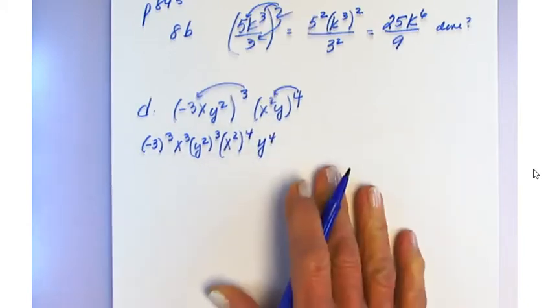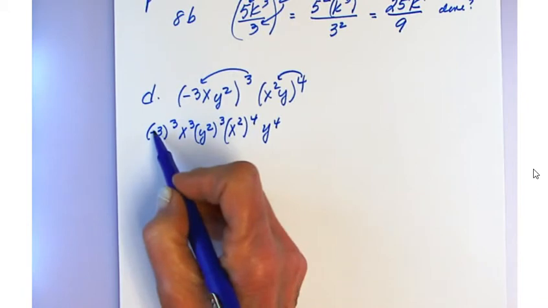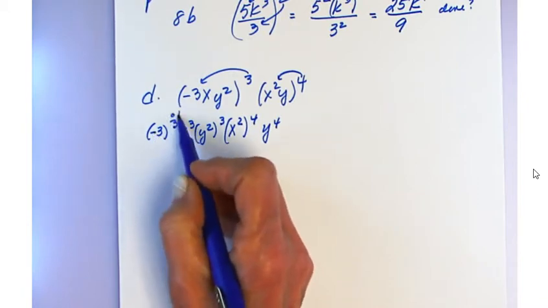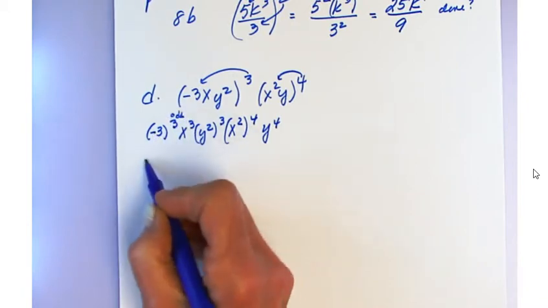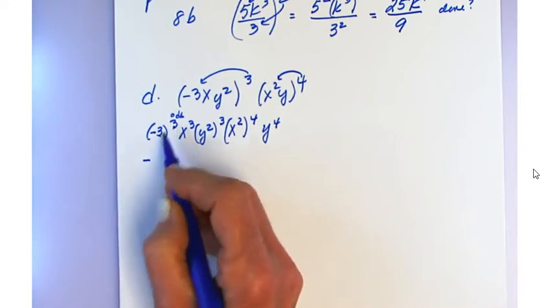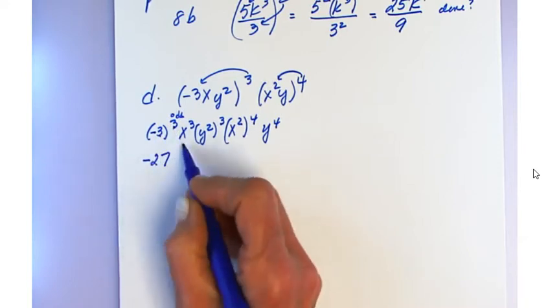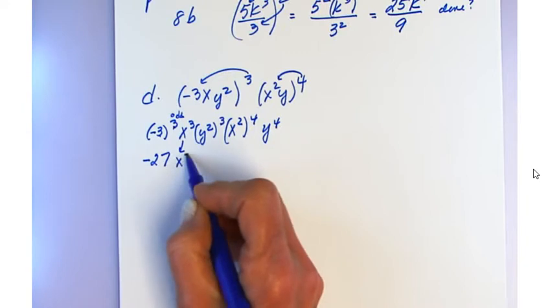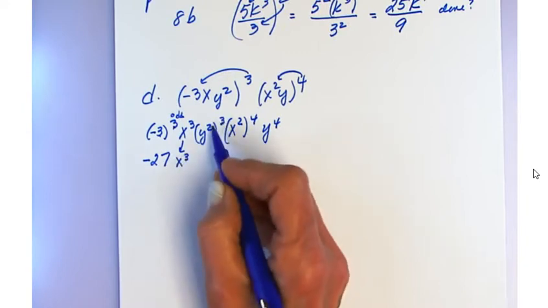So let's go slowly. A negative number to an odd exponent is going to be negative. 3 cubed is 27. X cubed stays the same. 3 times 2 is 6.